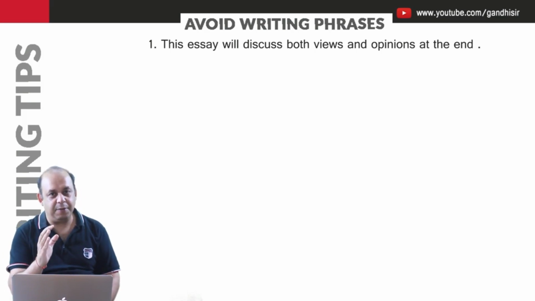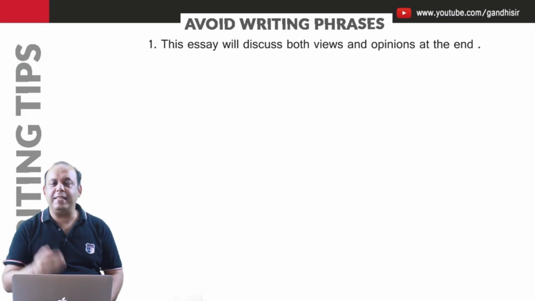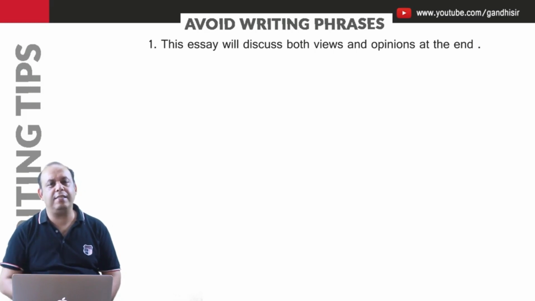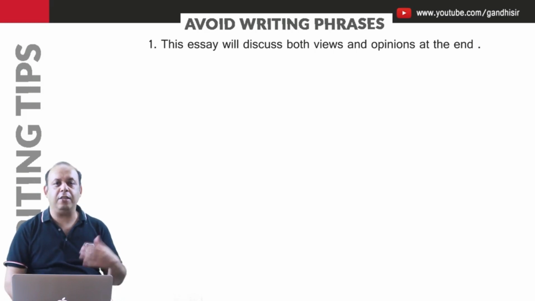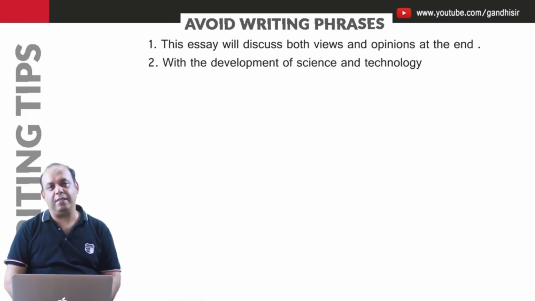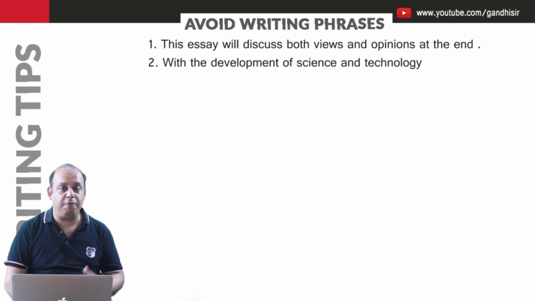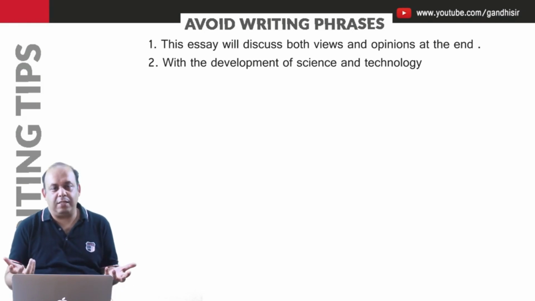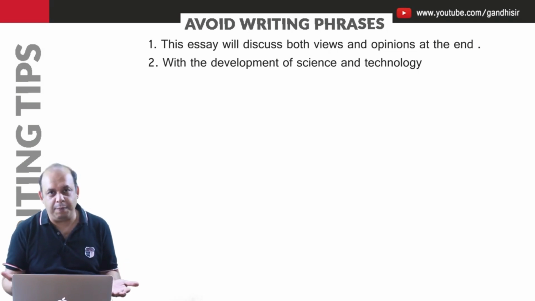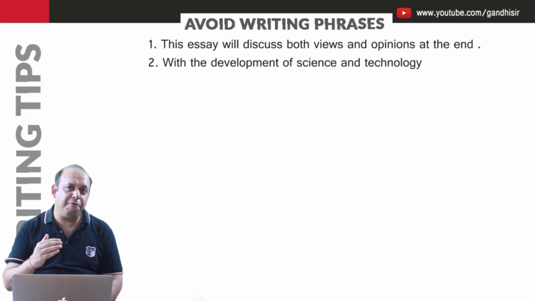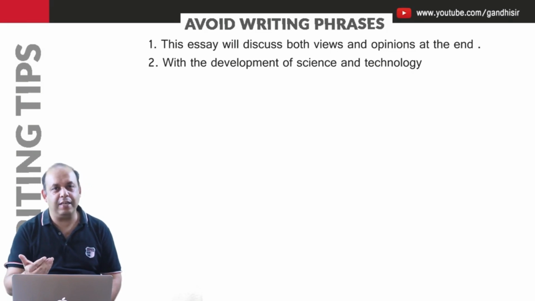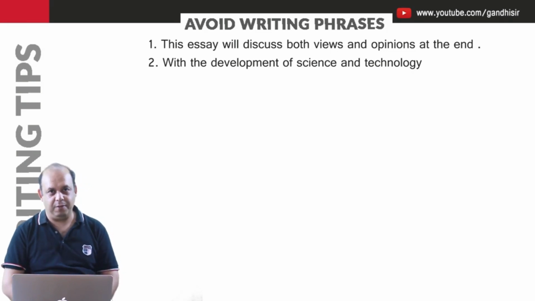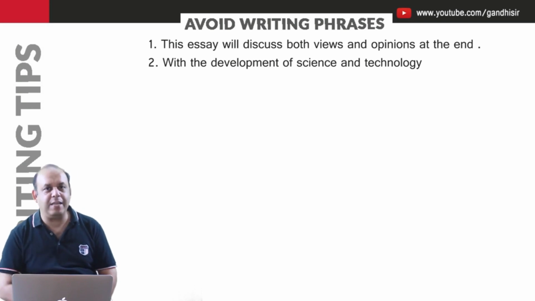Second, students mostly start the sentences with a phrase like in the introduction or in the body paragraphs, like with the development of science and technology, with the dawn of technology. So what is the meaning of this? It's a copied and overused phrase by the students. When a phrase or word is overused, it must be avoided, right? So move to the next one.